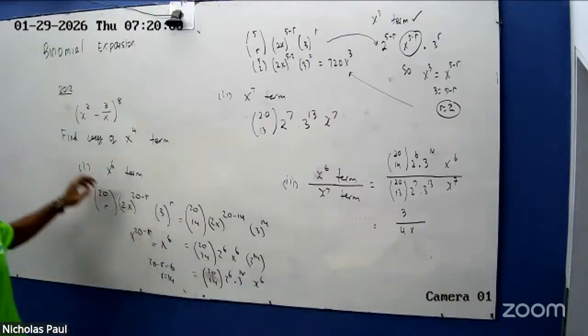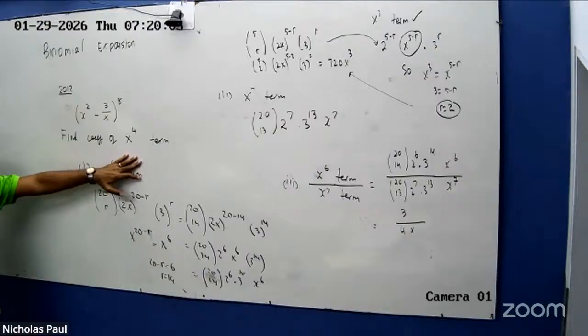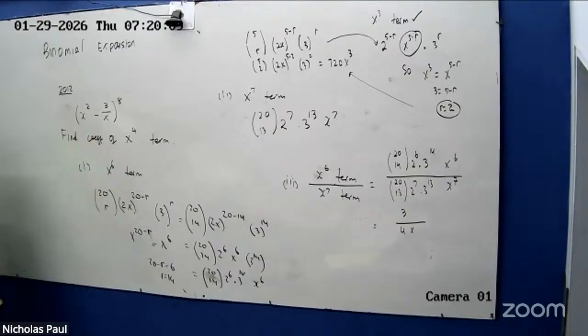Try this one here, please. Last one. Find the coefficient of x to the 4th. Look at it here. You have two terms of x in it, a and b. Try that last one there.